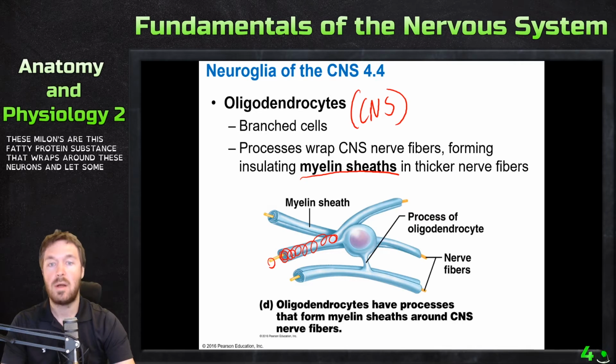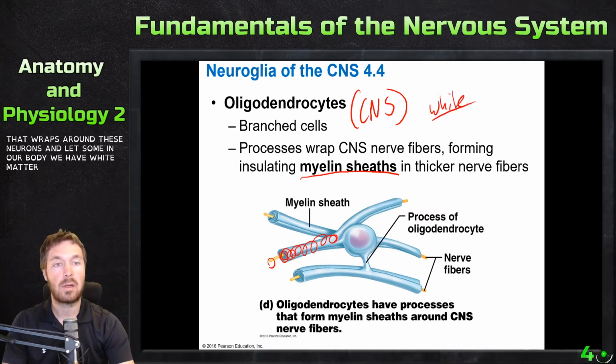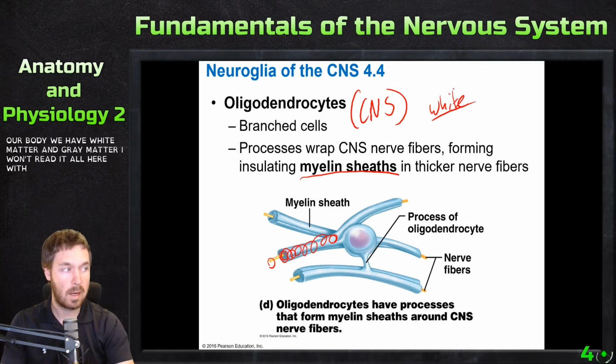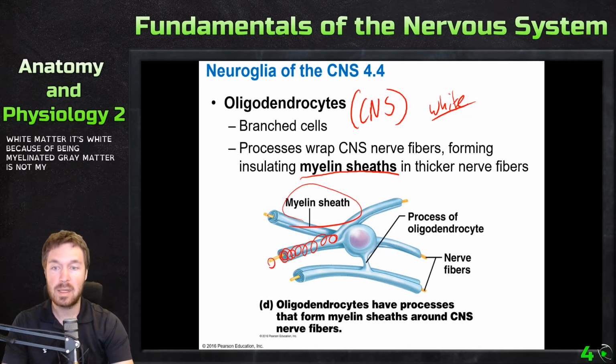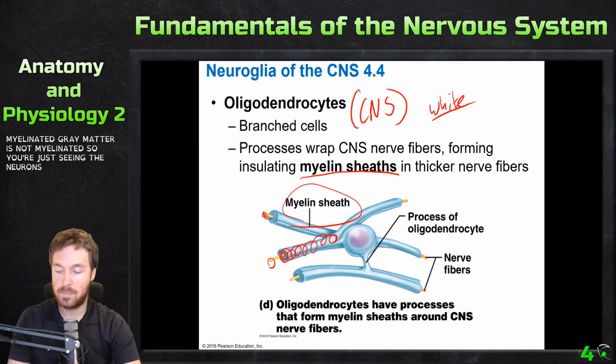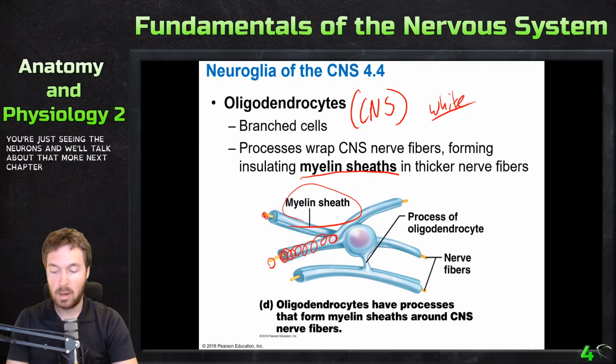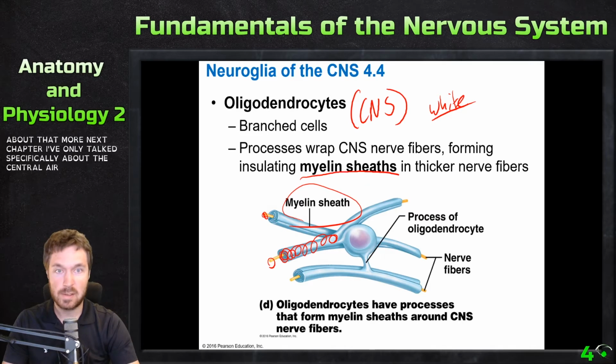So in our body, we have white matter and gray matter. I won't write it all here. We'll talk about it later. So white matter versus gray matter. If you ever hear white matter, it's white because of being myelinated. Gray matter is not myelinated, so you're just seeing the neurons. And we'll talk about that more next chapter when we talk specifically about the central nervous system.